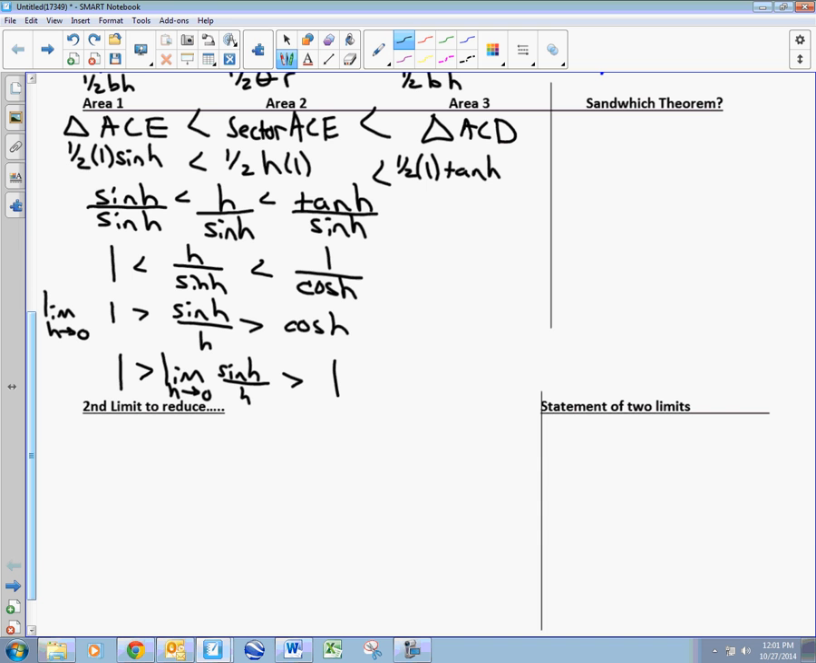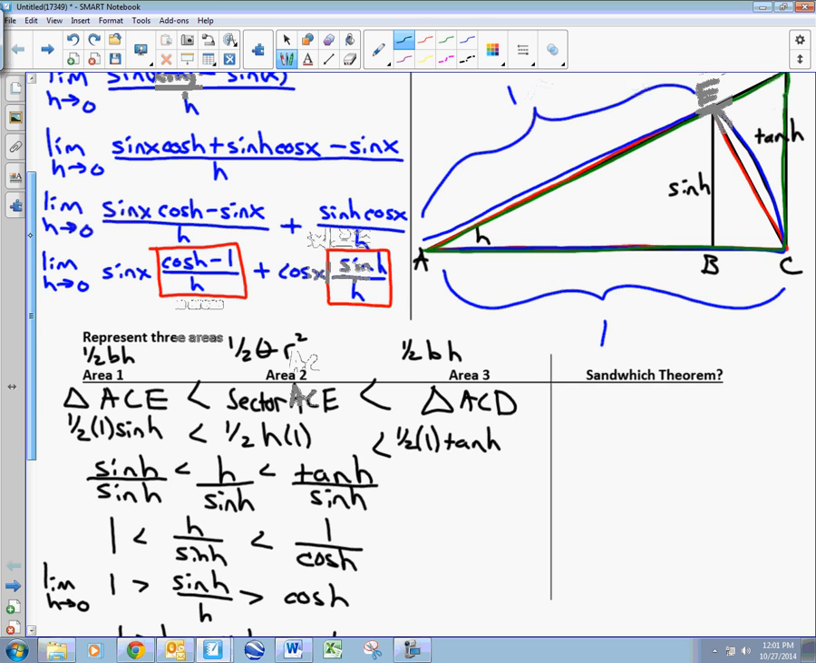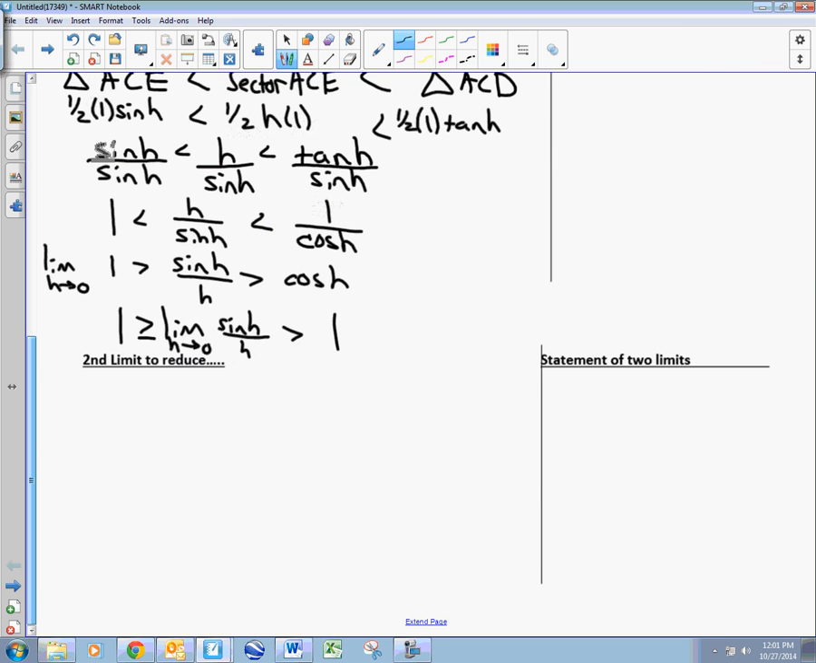So you notice that when you allow h to go to 0, everybody, what happens to the areas? They're all going to be 0. So you can attach the equals. Therefore, if 1 is greater than or equal to the limit of that, which is greater than or equal to 1, what does the limit as h goes to 0 of sine of h over h have to be? It has to be 1. We've sandwiched it between two things, and we've been able to use that for a proof.